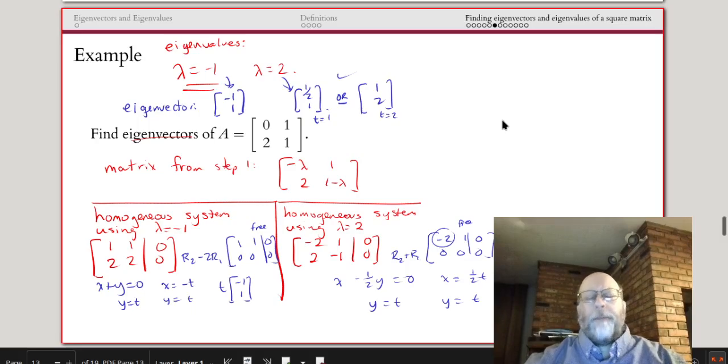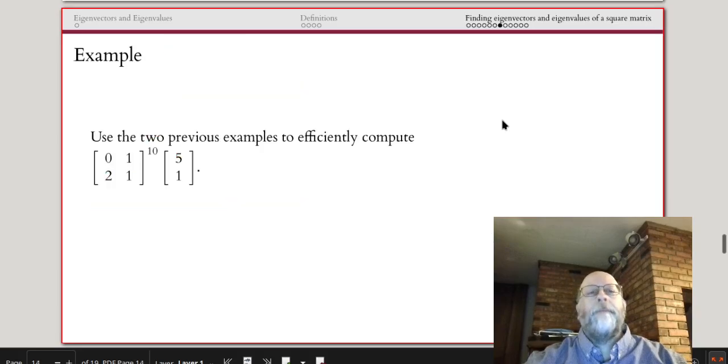So the next example is using the same matrix here. We're going to use the two previous examples to efficiently compute 0, 1, 2, 1 raised to the 10th power times 5, 1. Now, when we say a matrix to the 10th power, that means we're using the column row rule on this 10 times.